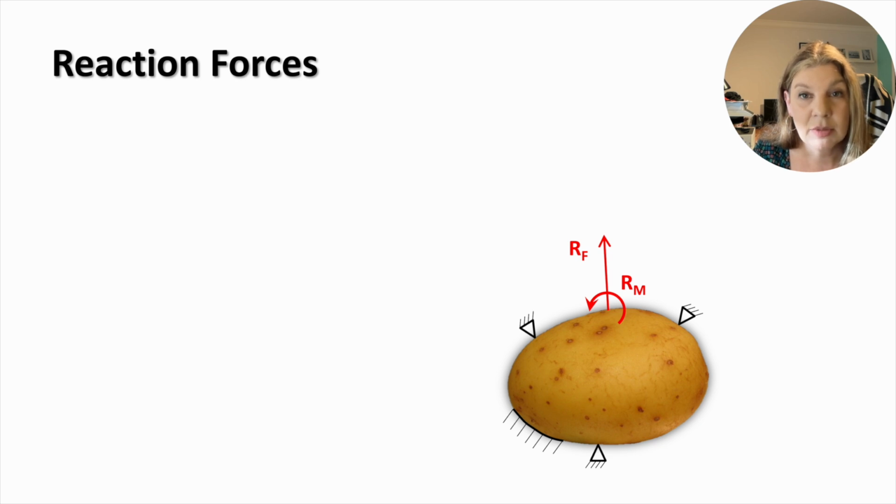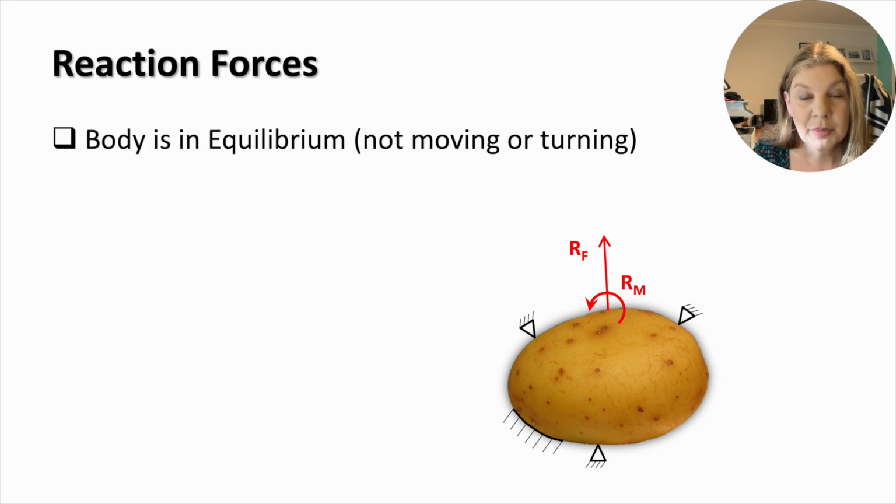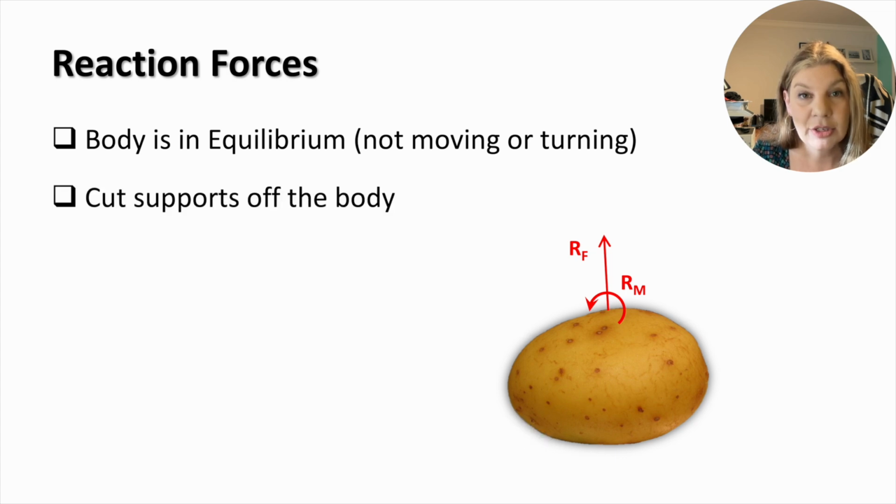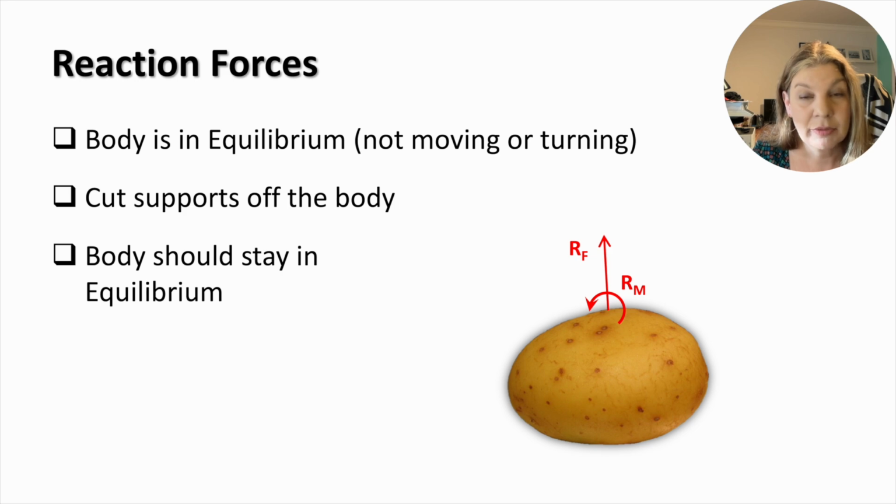The body is restricted by a system of supports which prevents any movement and rotation. Since the body is not moving or rotating, it is in equilibrium. Now we will imagine that we remove the supports. We've obtained a body with an external force and moment acting on it. As a result, the body will move and rotate. Since we only imagined that we removed the supports, the body should not move or rotate.